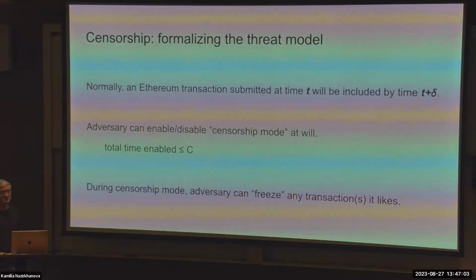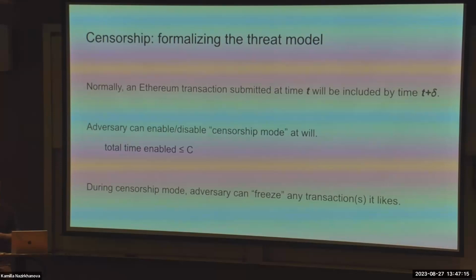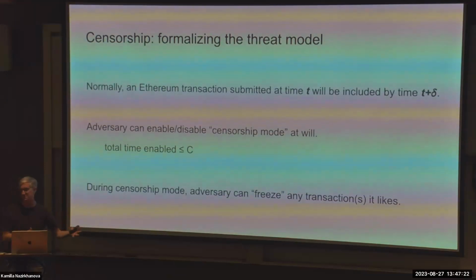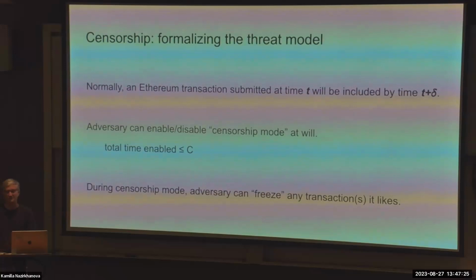During censorship mode, the adversary has the power to freeze any transaction it likes. So that transaction or those frozen transactions don't make progress in counting up their time of delta in order to actually get included in the chain. So as long as the adversary keeps you in censorship mode, they can block your transaction's inclusion for as long as they want, while allowing their own transactions and their friends' transactions to get on really fast. In fact, in censorship mode, the adversary's transactions can have no delay at all if the adversary wants. The adversary completely controls block building during censorship mode. Okay, so that's how we build this into the threat model.